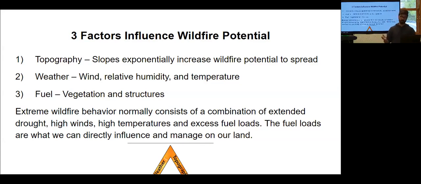And then temperature obviously influences everything in regards to those two things. And then fuel, which is the biggest thing that we can have an impact on, is also the main component. If there's no fuel, there's no potential for fire. And what I mean by fuel is obviously most of our vegetation, so trees, brush, understory, things like that, anything organic in the woods has the potential to be a fuel.